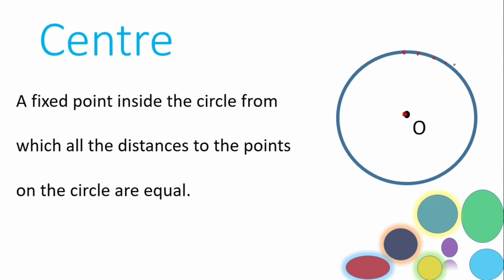I have marked 4 points A, B, C and D. So the fixed point will be equidistant from all the points on the circle. So AO will be equal to BO and so on, because the center is a fixed point inside the circle and it is equidistant from all the points lying on the circle. I hope this is clear to everyone.